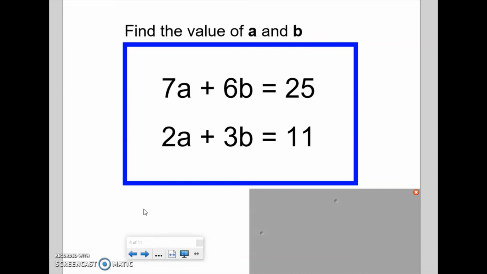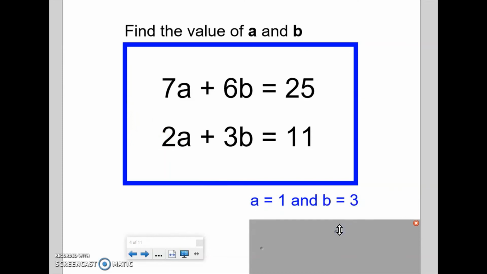Okay, welcome back. For this question, if you multiplied the bottom line by 2, that would take you to 4a plus 6b equals 22. You can then subtract the second line of algebra from the first and start working through the process shown on the first two slides. You should find that your solutions are a equaling 1 and b equaling 3.